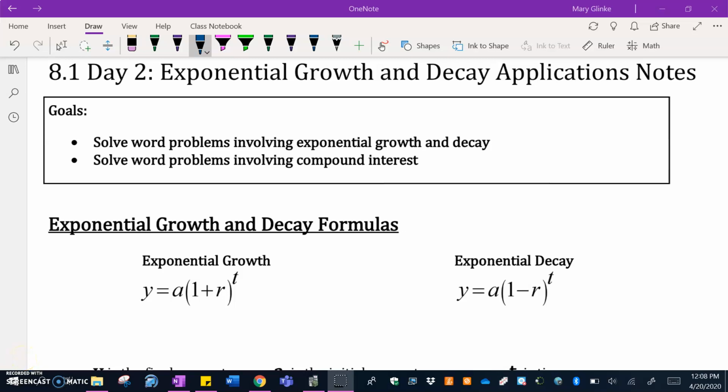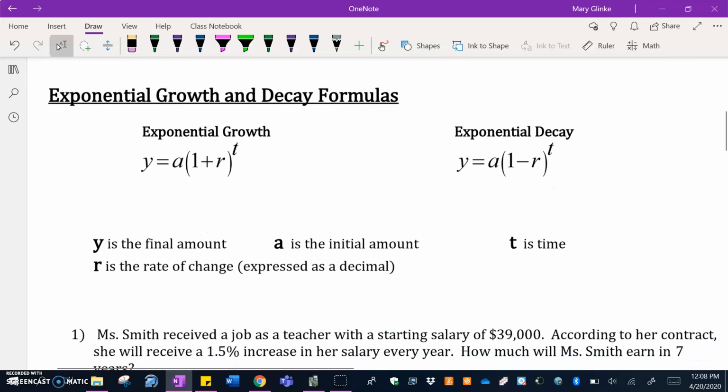Our goals for today are to do application problems for exponential growth and decay, and then also compound interest problems. So there are two different formulas, one for growth and one for decay, and they are very, very similar. The only difference is that growth problems have a plus sign in their formula, and decay problems have a minus sign.